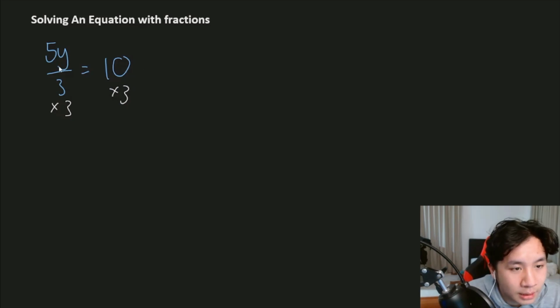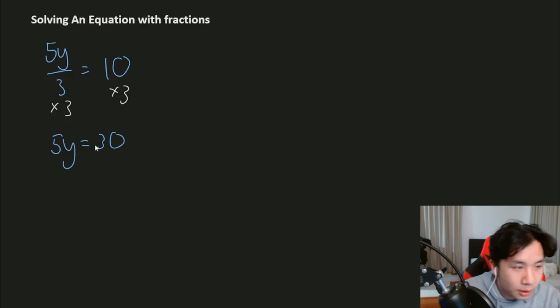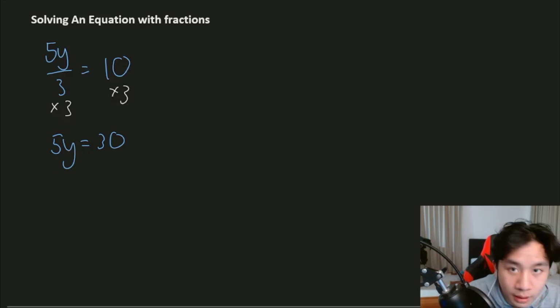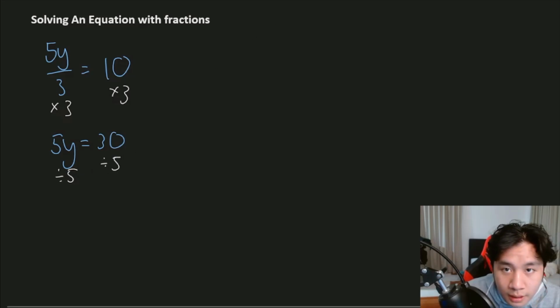And so what I get is the 3 cancels out, so we're left with 5y, and 10 times 3 is just equal to 30. And of course, if you remember from the last video as well, you just divide both sides by 5. That should be self-explanatory because it's 5 times y, so you do the opposite. And that should be y is equal to 6.